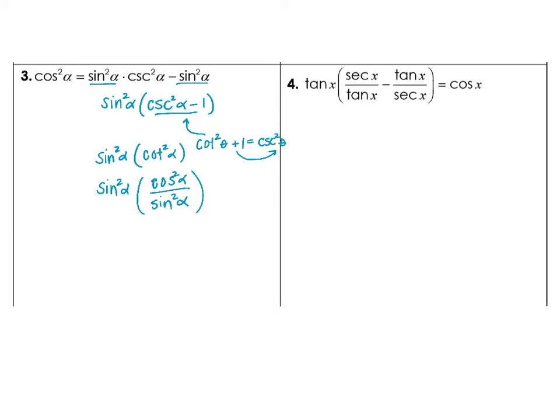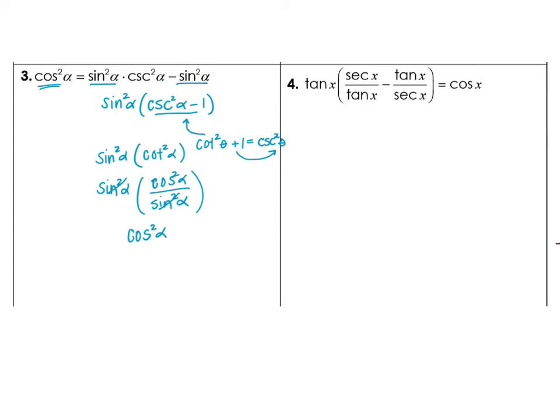And notice those sine squareds do cancel, and so we're left with cosine squared, and we are finished because that does match this other side. Okay, moving on to the next problem, number 4. The left side on this one looks more complicated, so that's the one we're going to work with.